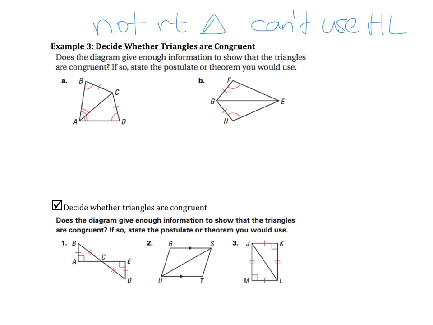So I look to see if I can use any of the other ones. In this one, I have angle, angle, side, angle, angle, side. So this one is congruent by angle-angle-side. In the second one, I can mark my center, and I have side, side, angle. So this is no. And you could say you don't have the included angle, if you wanted to give a reason.